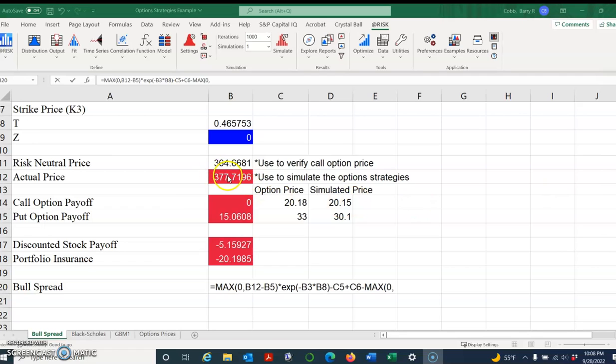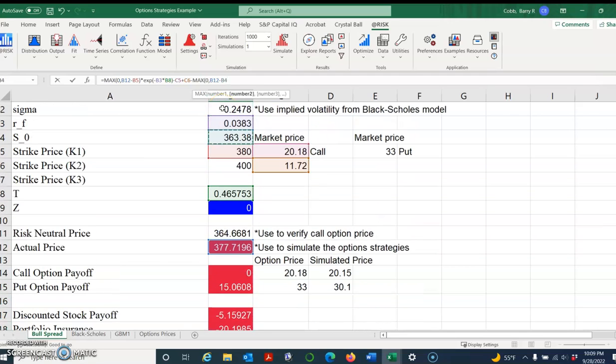So that'll be the actual price minus the strike price. Now, the strike price of the second option that we're considering here is 400.